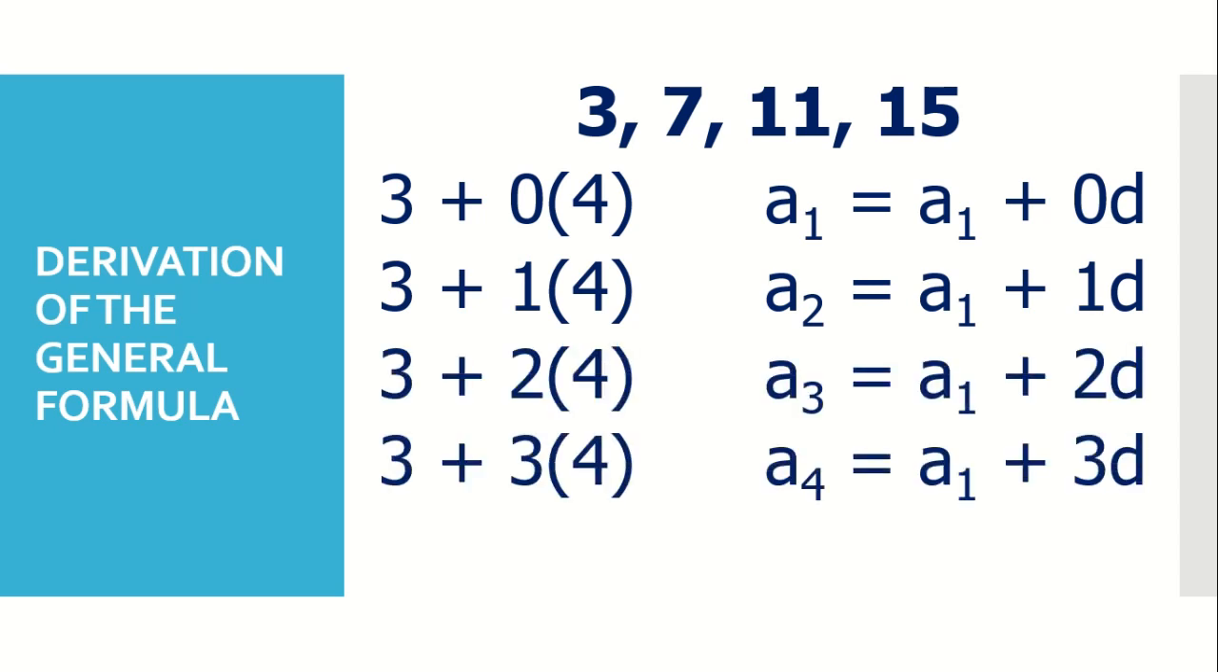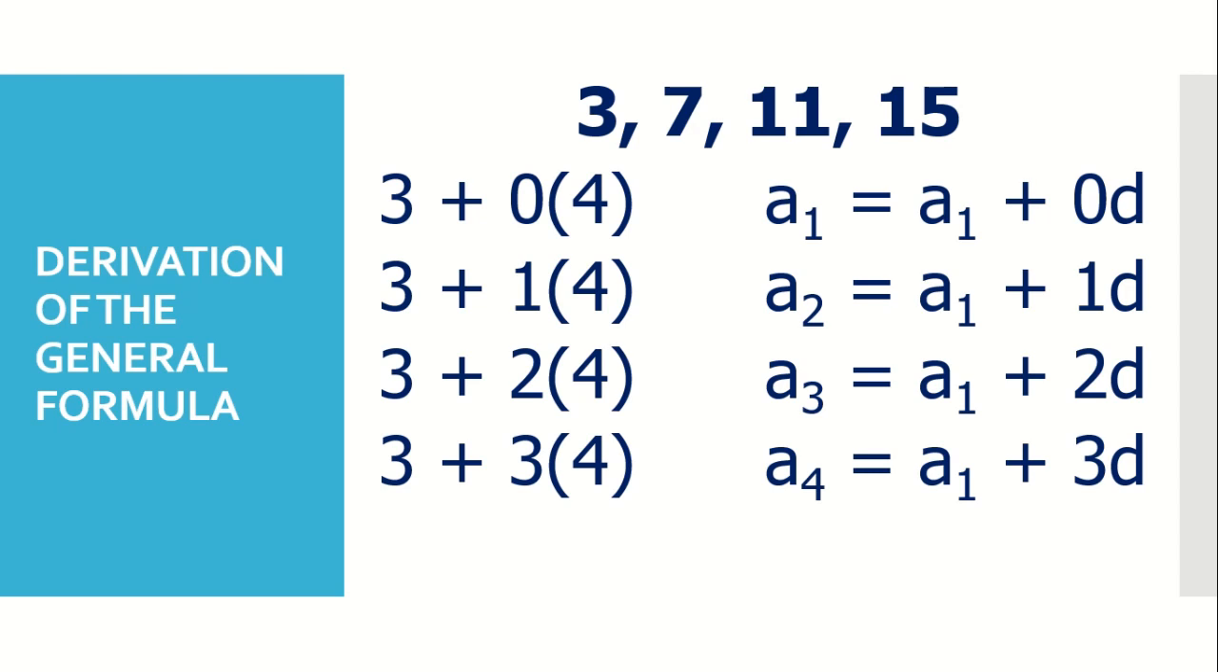for the first number 3, we have 3 plus 0 times 4. For the second number 7, we have 3 plus 1 times 4. For the third number 11, we have 3 plus 2 times 4. And for the last number 15, we have 3 plus 3 times 4.